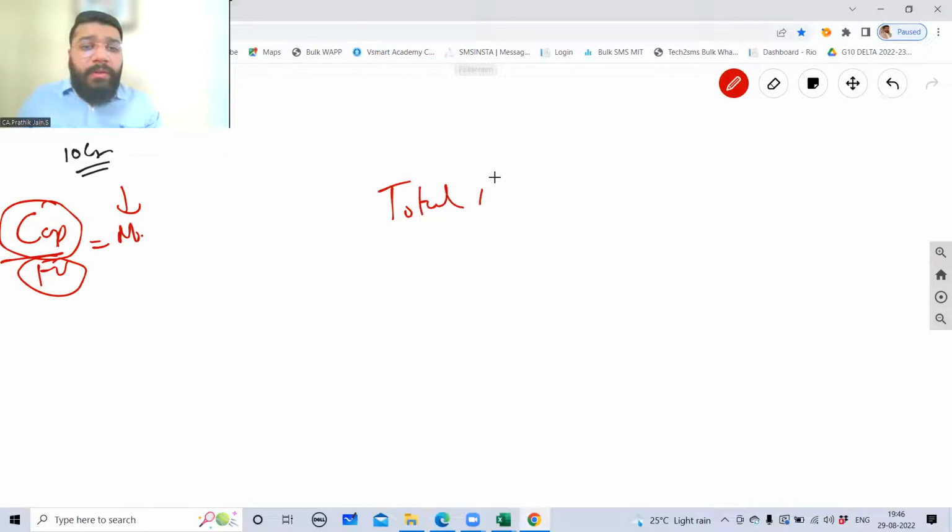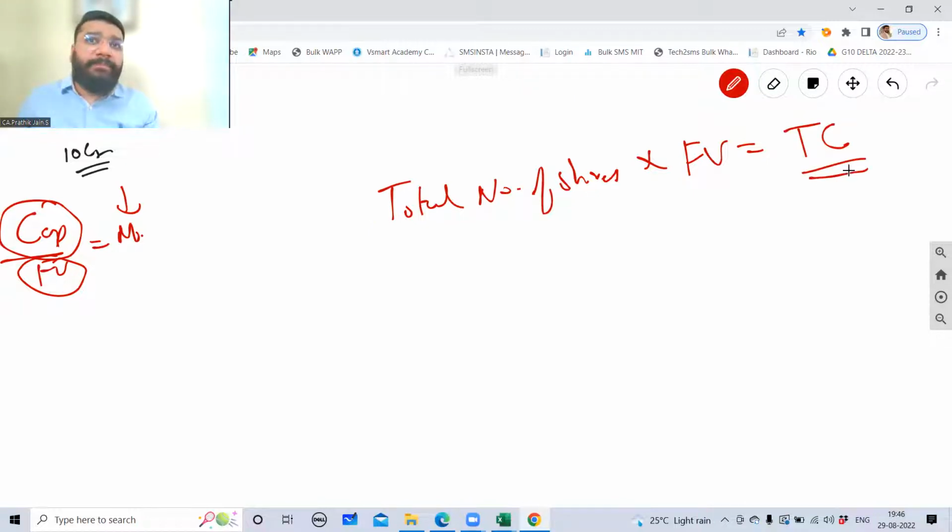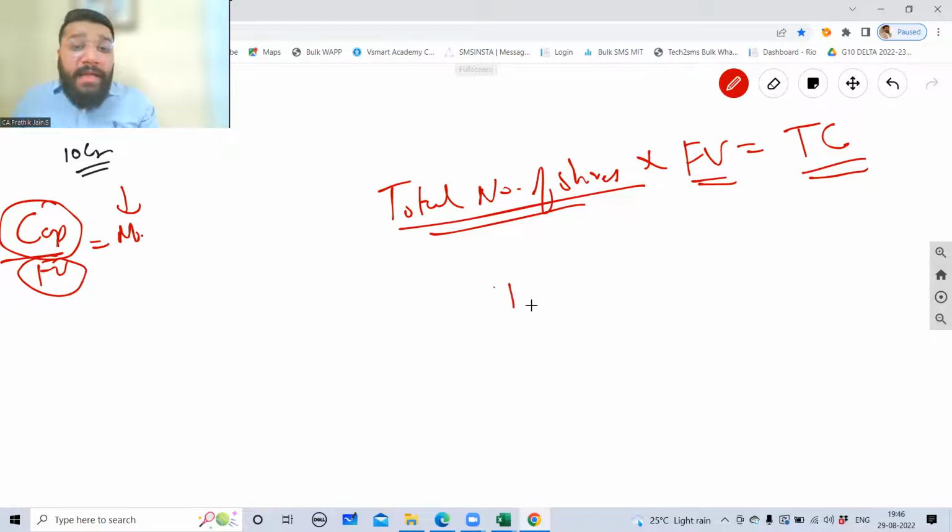Total number of shares, everybody's holdings, you multiply with the face value. If you do, what will you get? The total capital of the company. Total shares multiplied by face value gives you the total capital. Individual shares multiplied by face value gives you the individual capital.